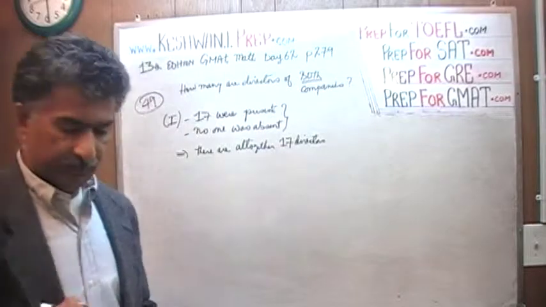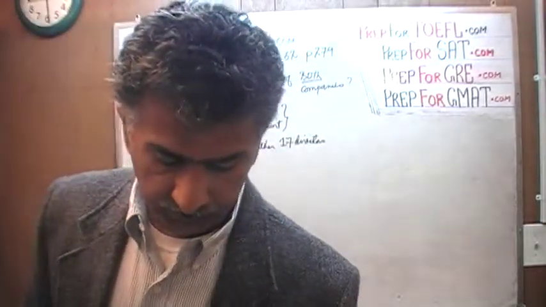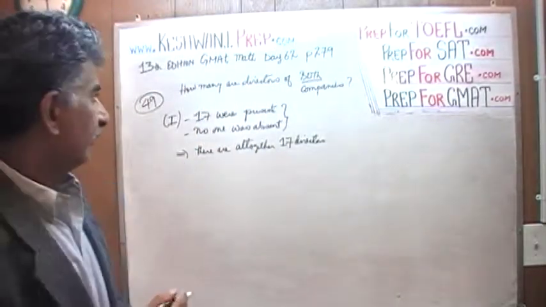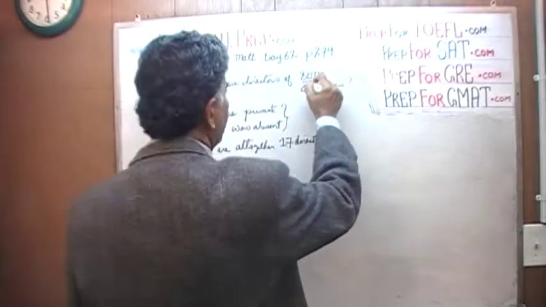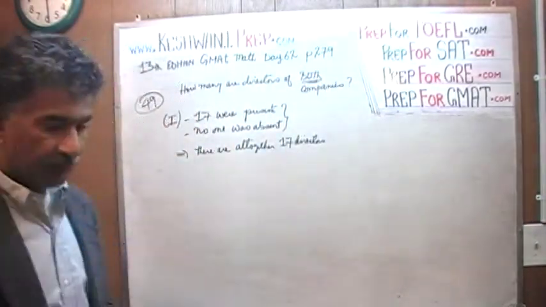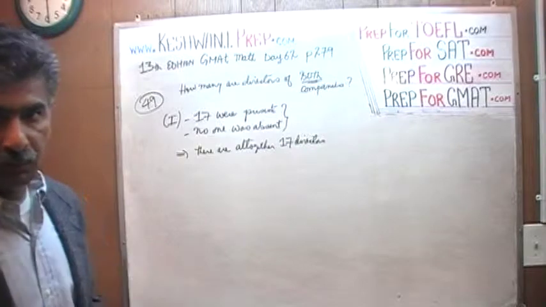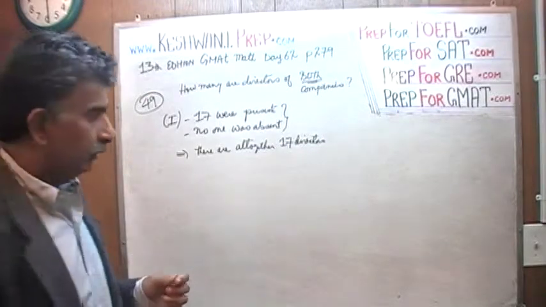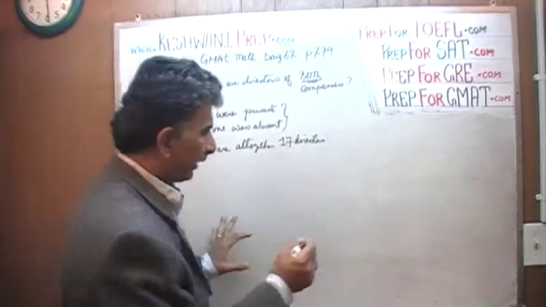But that's not our concern. Our concern is not how many total directors there are. Our concern is how many of the directors belong to both companies. We cannot tell here just because 17 people were present and we are told that no one is absent. We do not know. I'm going to show you two extreme scenarios here. With the Venn diagram, it will be easier.